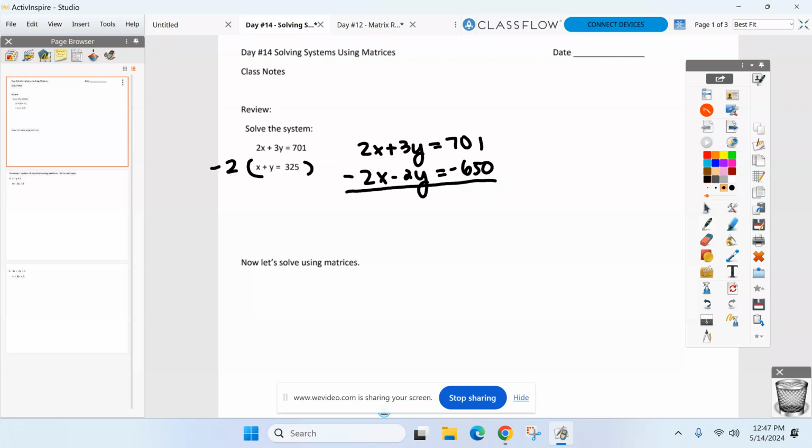Oh, look at that. The x's cancel. We should get what? 1y there? Nice. So at least we know y equals 51. Great job. Y equals 51. Now, how do I get the x? Substitute it back in.